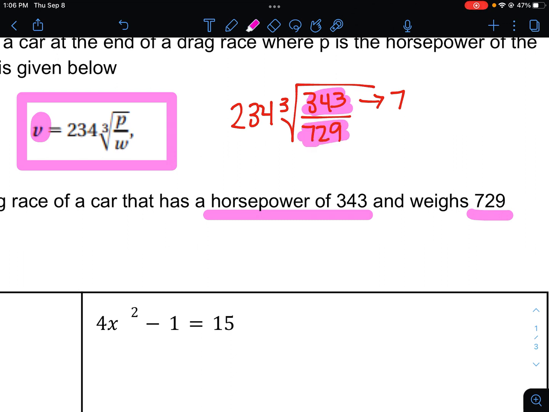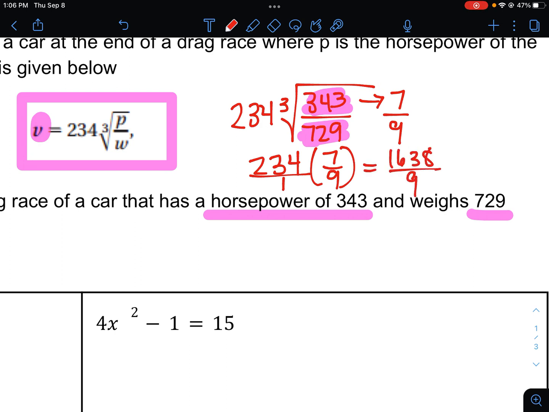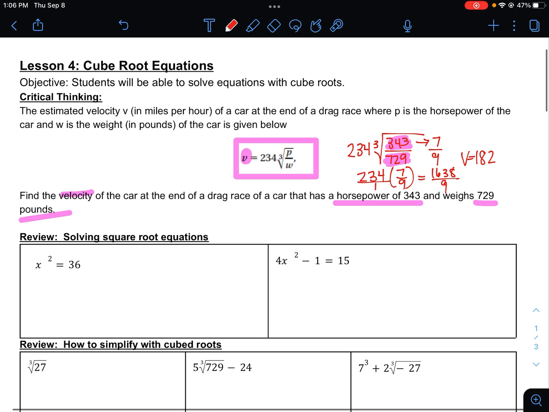So that's that one. We go down to the 729, and we get 9. So we've now done 7/9, so 234 times 7/9. Obviously, we're going to put this over 1. So 234 times 7 is 1638 over 9. So we can divide it by 9, and we get a velocity of 182. And that is in miles per hour.